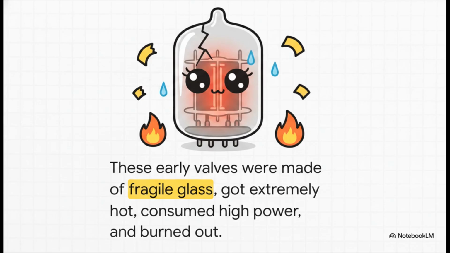But of course, there was a catch. Vacuum tubes were, at the end of the day, essentially just heavily modified light bulbs. That meant they were made of fragile glass, they got extremely dangerously hot, and they consumed just massive amounts of power just to heat up that filament. And predictably, because it's basically a light bulb, they burned out all the time.